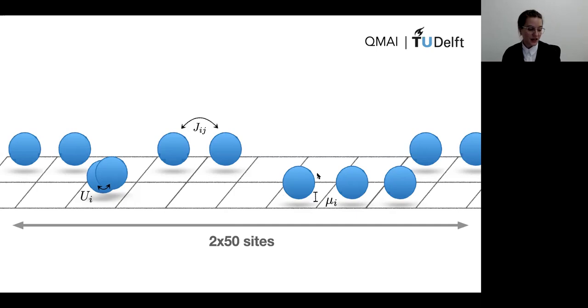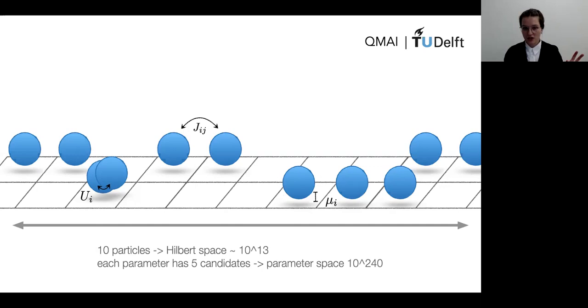So I will just now do a quick calculation about this specific system. The Hilbert space, the wave functions of this system, will have a dimension. If I put in as little as 10 atoms in these 100 sites, I get something like 10 to the 13 wave function vector length. And an additional problem: I need to estimate all these parameters.